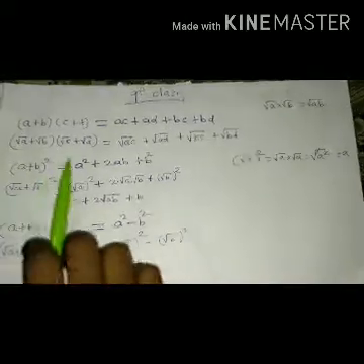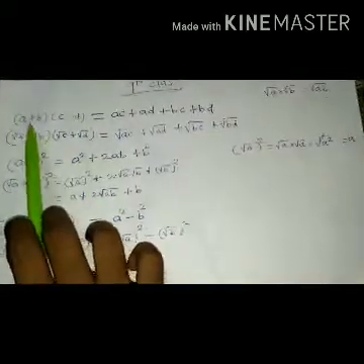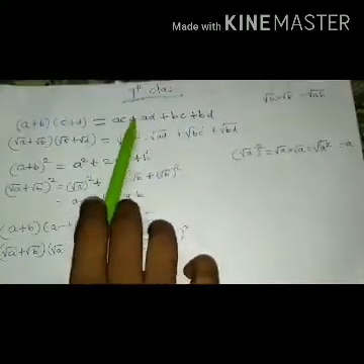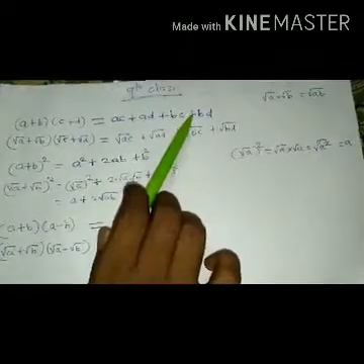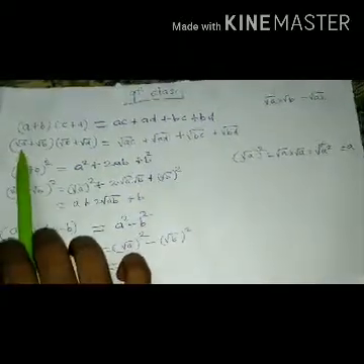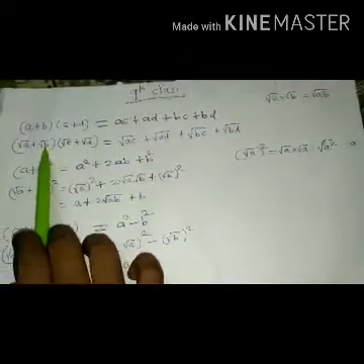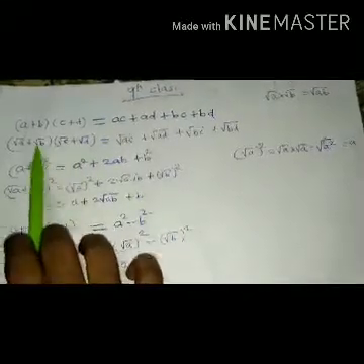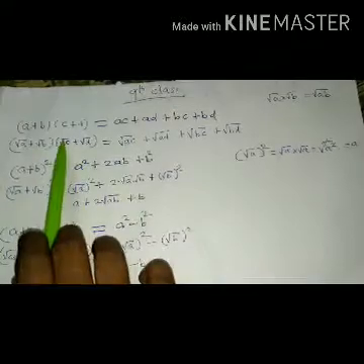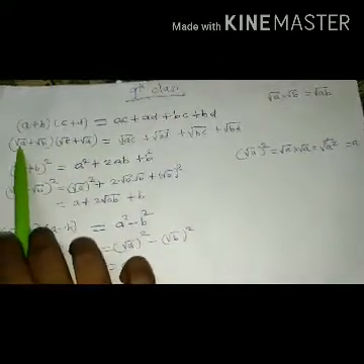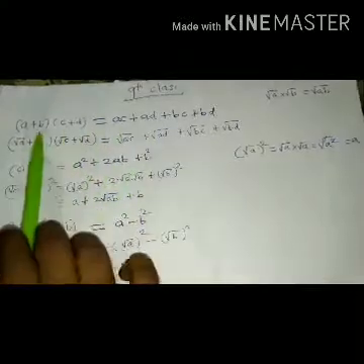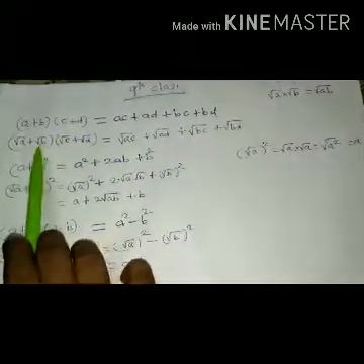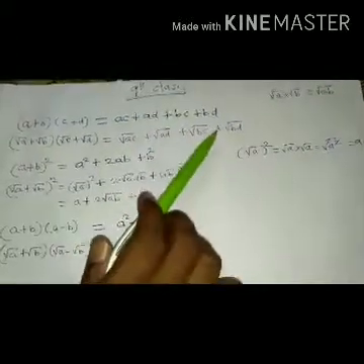learn about the identities. In algebra we have already learned the identity (a + b)(c + d), which is equal to ac + ad + bc + bd, and we apply it for irrational numbers. So it means (√a + √b)(√c + √d). When we multiply these two, we get √a into √c, it means √ac, and multiply √a with √d, we get √ad, and next multiply these two, we get √bc, and the product of √b and √d is √bd.